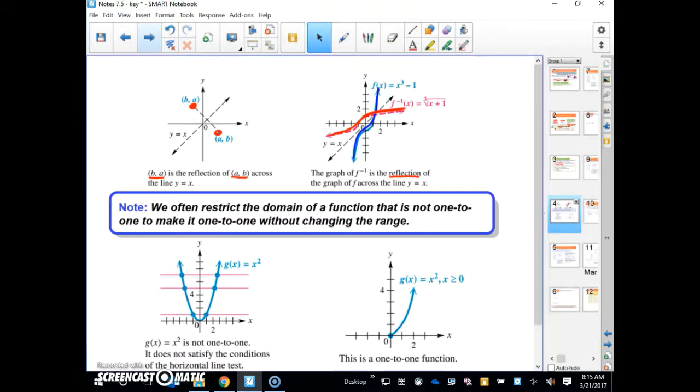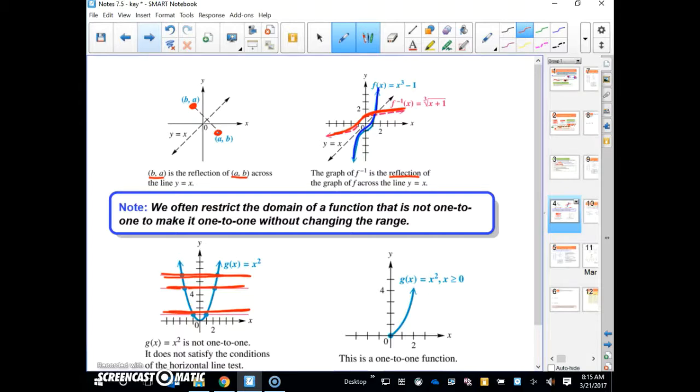Okay. Note, we often restrict the domain of a function that is not one-to-one to make it one-to-one without changing the range. Okay. So basically, when we look back at a function like this that wasn't one-to-one, this doesn't have an inverse. Okay, we can't work with this.